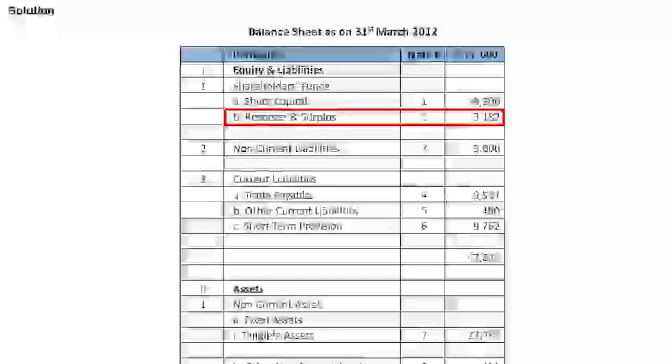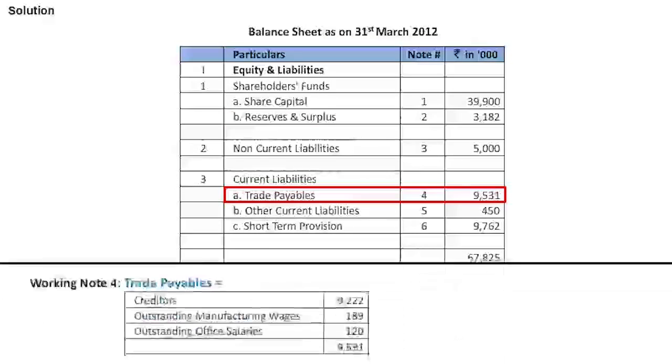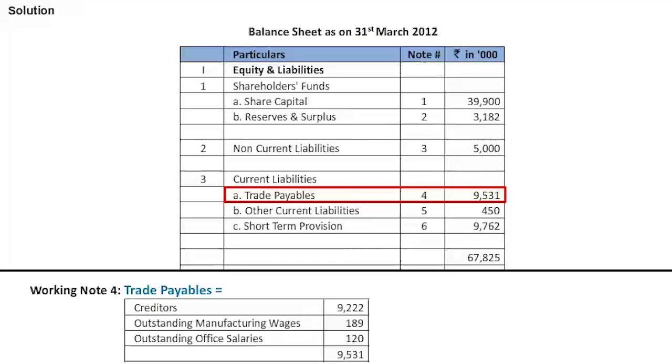So this is done. Then this we have seen, non-current liabilities, that is bank loan. Then your trade payables, note number 4. Okay, creditors came directly from the trial balance, 9,222. Right, so these are the two things that we have seen. And outstanding wages, outstanding salary, these are all payable amounts, part of your trade payables. So overall 9,531.